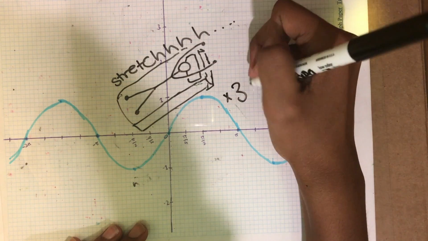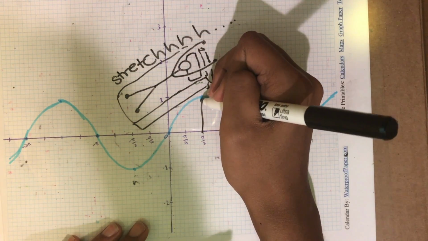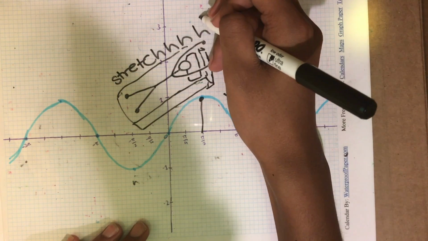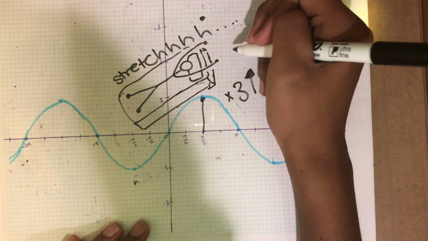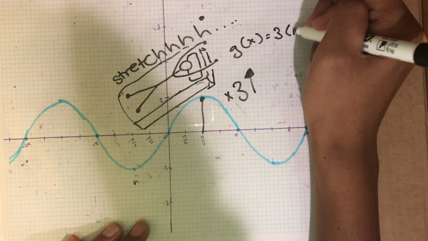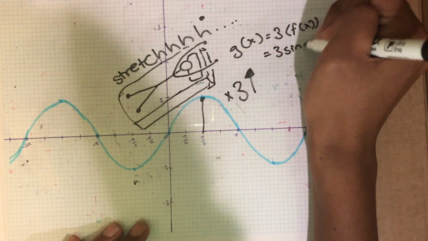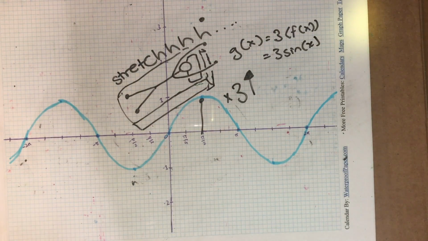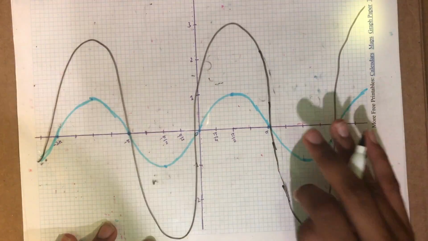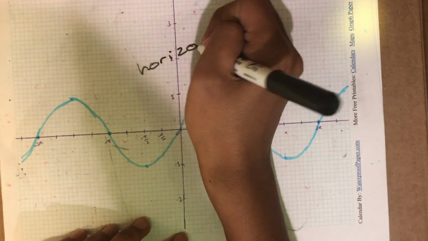Let's say we want to stretch our graphs to 3 times the size, vertically. Then at each point, we want to multiply the height by 3, so our new y-coordinate is 3 times f of x. This means g of x is 3 times f of x, which is 3 times the sine of x. And now we can grow our functions as tall as we want, or we can shrink them as small as we need. But we still can't stretch them horizontally. So let's look at that.